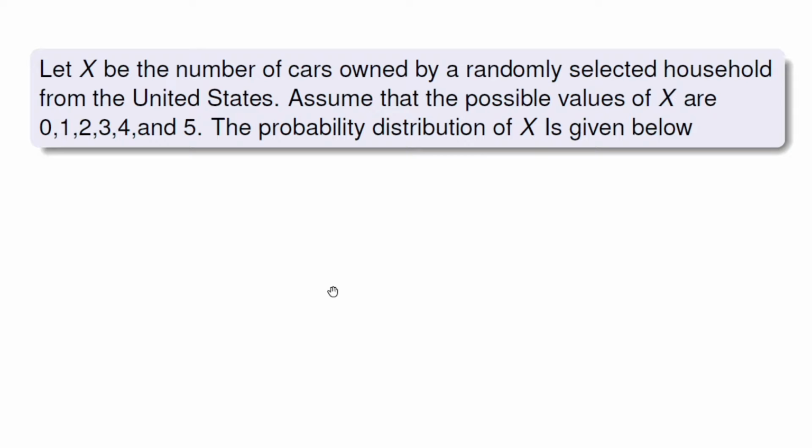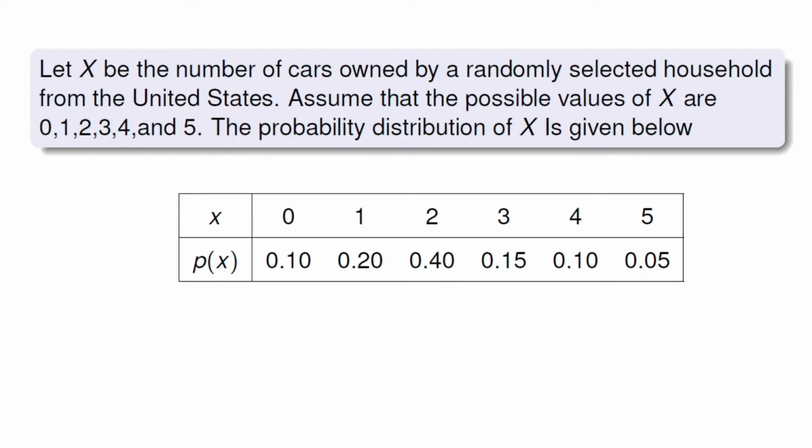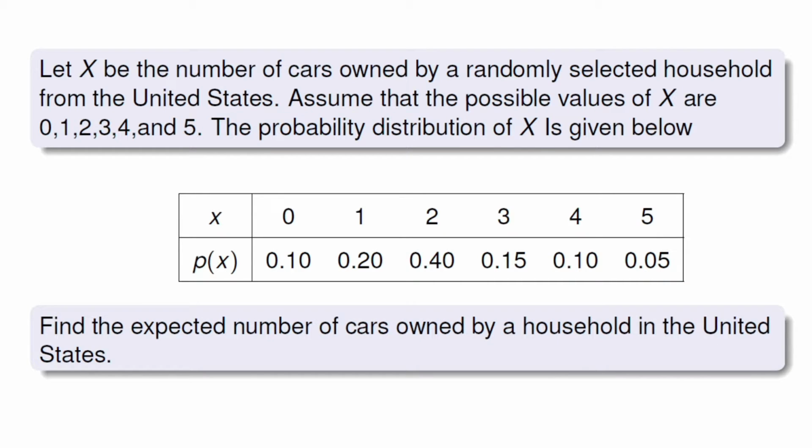Let X be the number of cars owned by a randomly selected household from the United States. Assume that the possible values of X are 0, 1, 2, 3, 4, and 5. The probability distribution of X is given below. And we want to find the expected number of cars owned by a household in the United States. How to find this expectation? Pause this video if you want to give it a try.